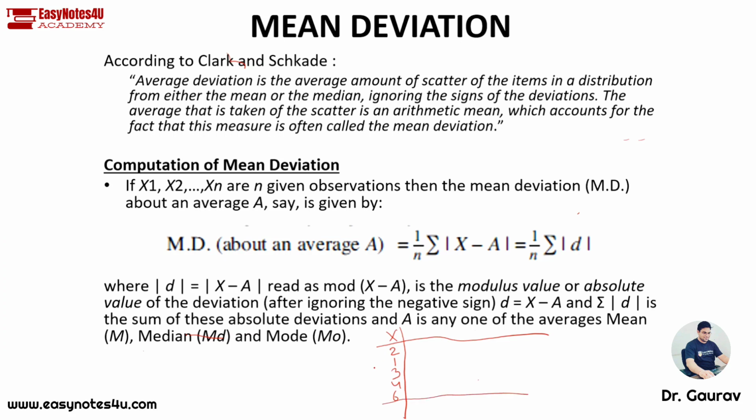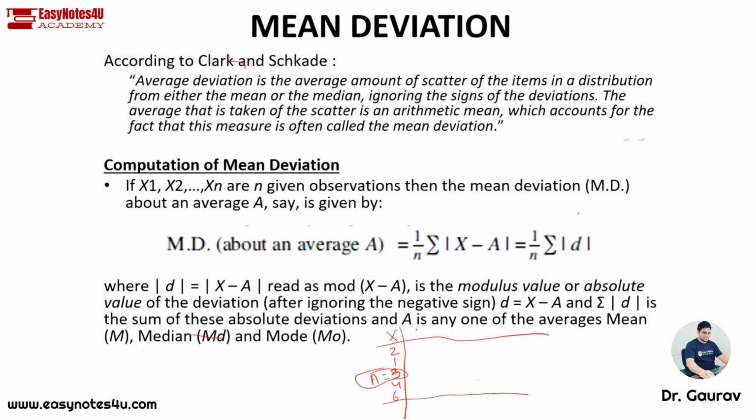Now you have to take the assumed mean. Instead of calculating the actual mean, we can use the assumed mean method. For example, here we can assume 3 as the mean. So we assume 3 as the mean value.